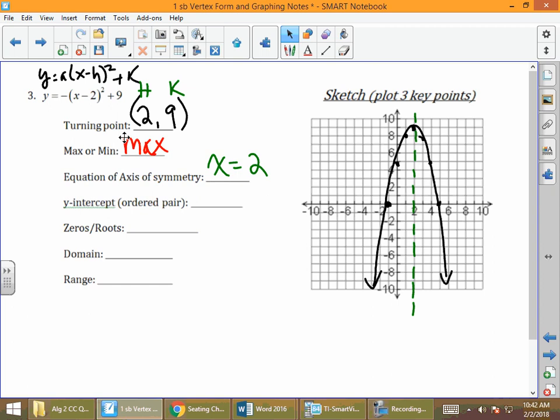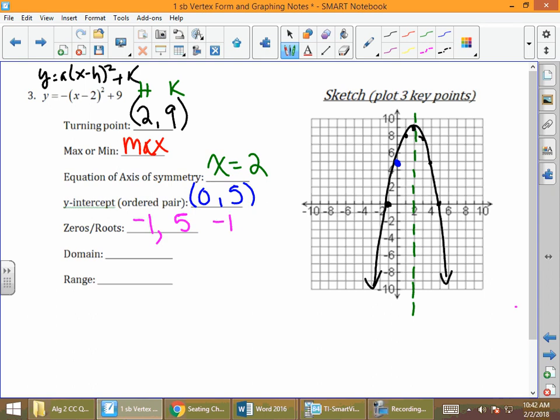Luckily for us, we can see where the graph crosses the y-axis in this particular one. It's at 0, 5, which I'll mark in blue here. Our graph crosses the x-axis for our roots at -1 and also at 5. If you prefer the ordered pairs, it's -1, 0 and 5, 0. The domain of any quadratic function, if it's actually a function, the domain is going to be all reals every single time.